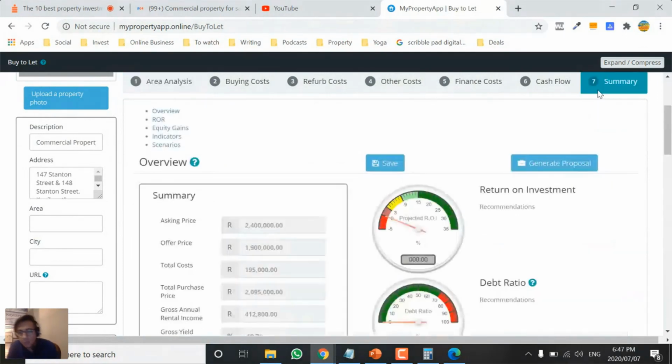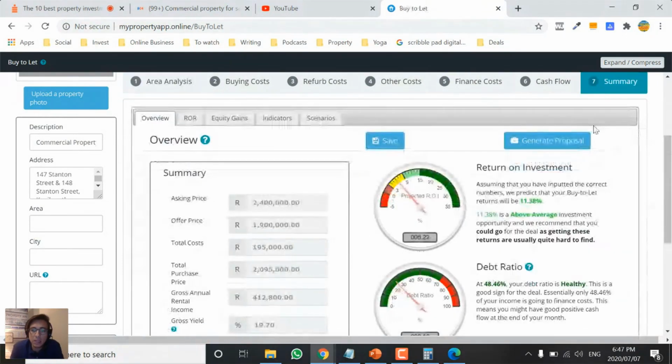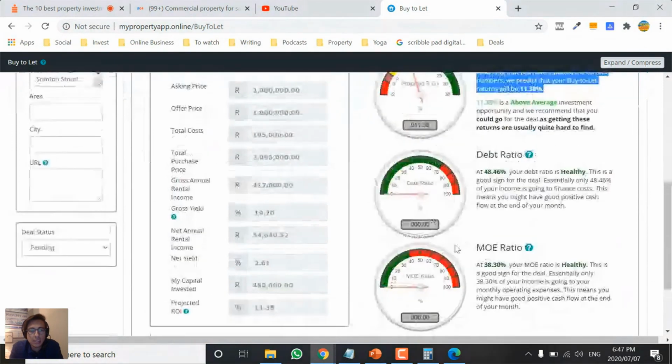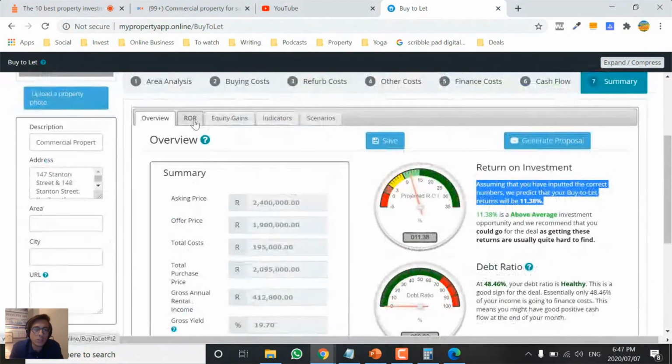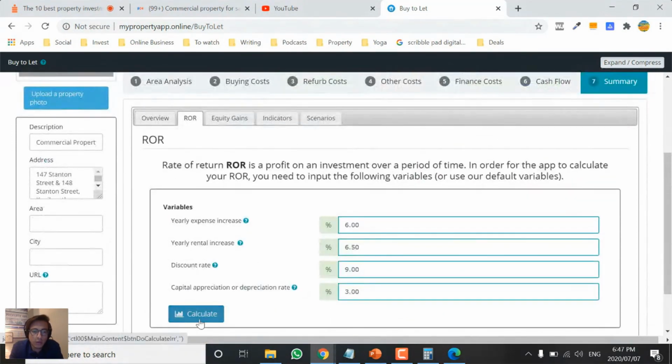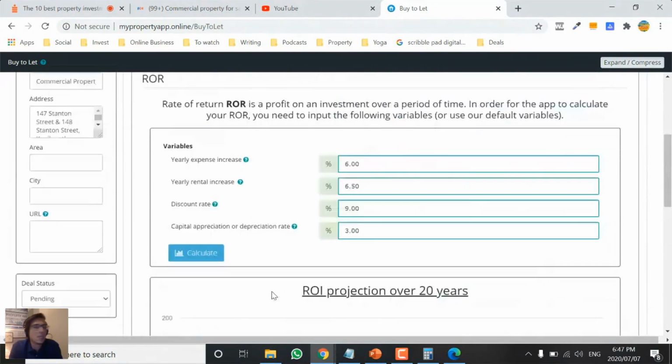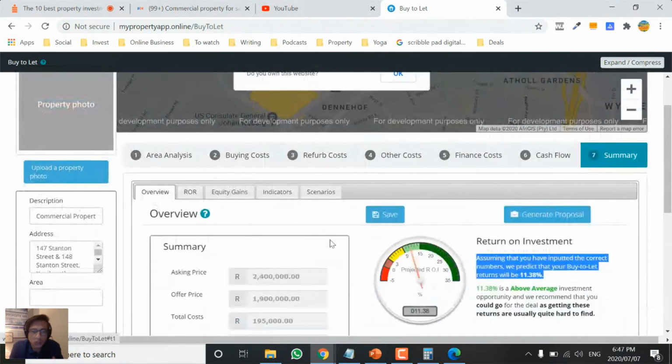At the end of the summary tab, it'll then give me all of my financial predictions. So it'll tell me, that's an 11.38% return on investment, etc. It'll also do some rate of return. It will give me some projections over the next 20 years. And it does all the financial goodies so that you're making a sound financial decision.